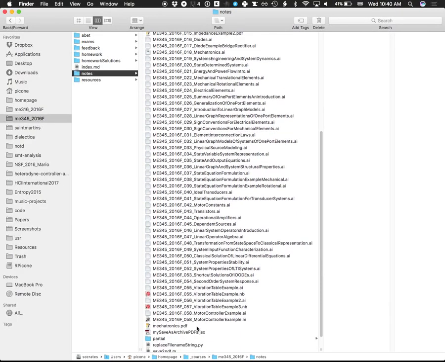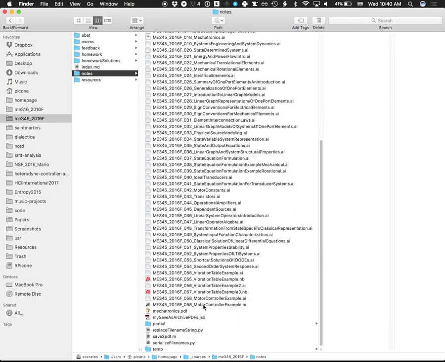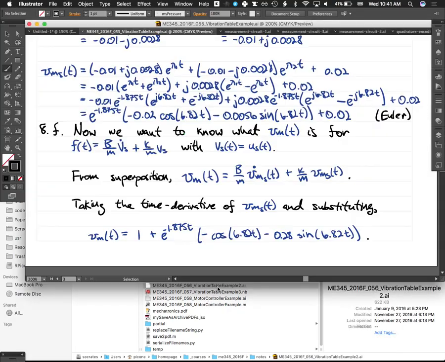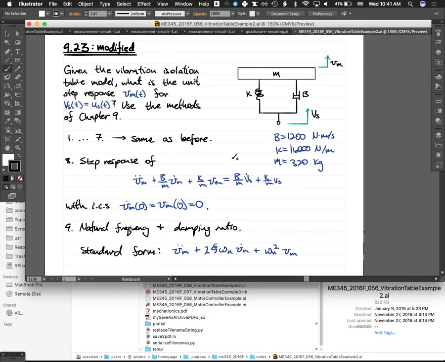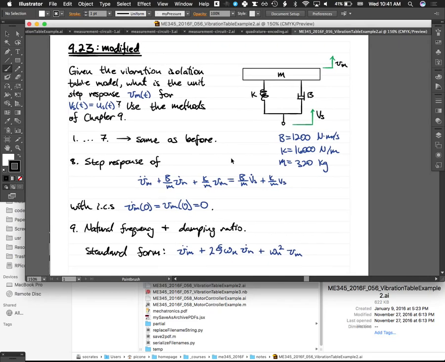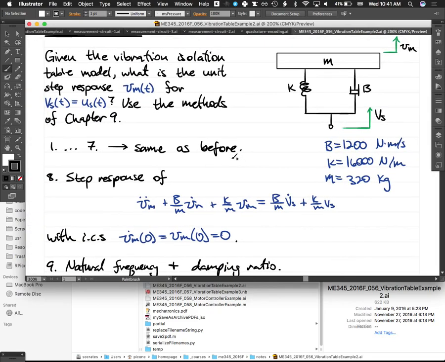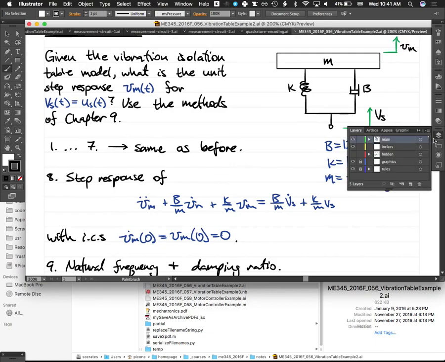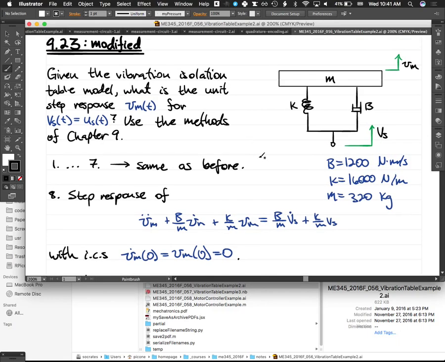But it's really just how would we have done this problem? How would we have done this problem if we use the methods of Chapter 9? Okay? Alright, so let's do this again using the method of Chapter 9.